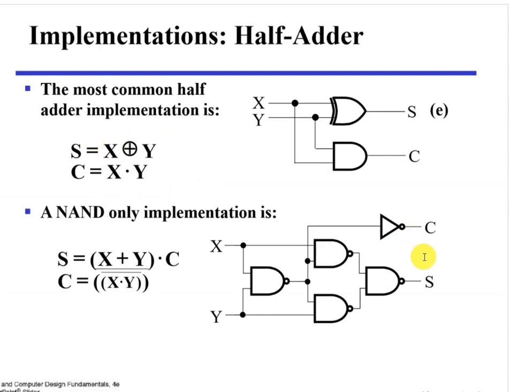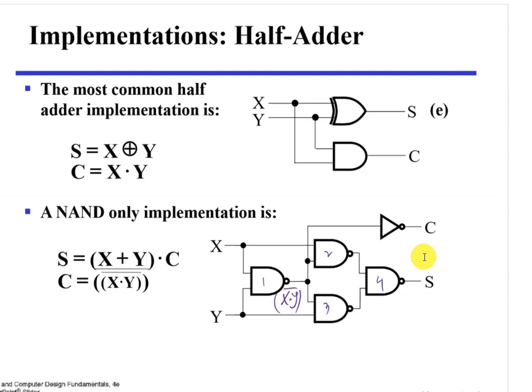So NAND, at this output we'll have x and y, which will be complemented, right? (xy)'. Another output is also x and y. This is x and y. Well, x and y goes to this second NAND gate. Let me just write down first, second, third, and fourth NAND gate.